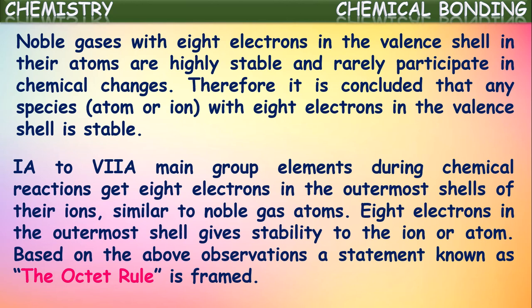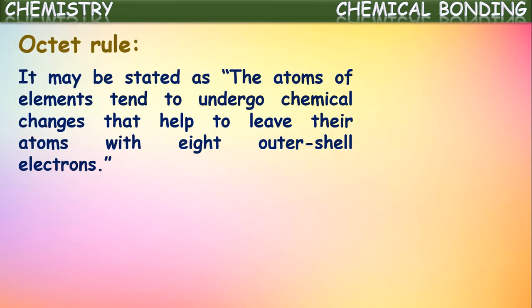Finally, by formation of ions, they get an octet, or 8 electrons, in the outermost shell. 8 electrons in the outermost shell gives stability to the ion or atom. So based upon all these observations, a statement known as the octet rule is framed. Let us see what this octet rule is.